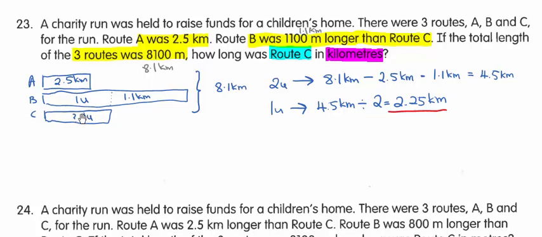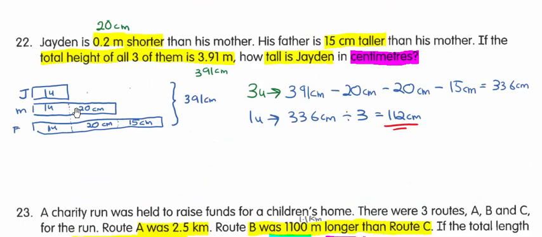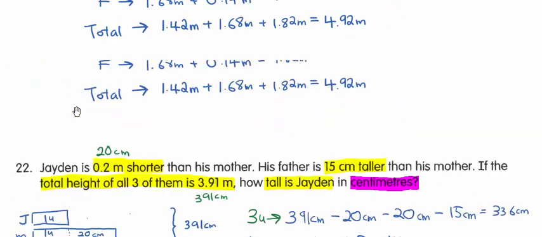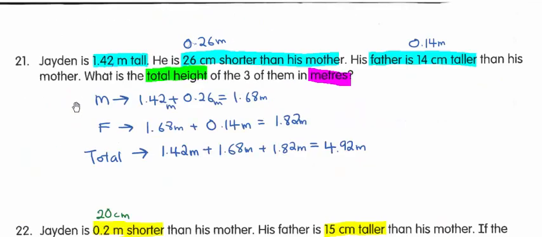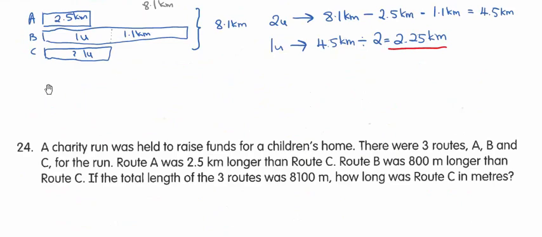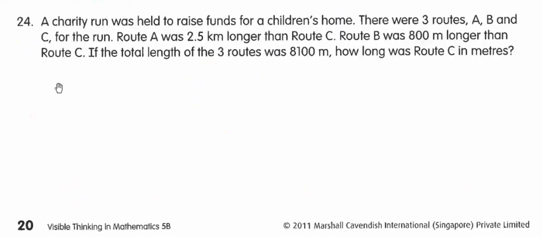Okay? So you notice question 22, 23 are all model drawings. Okay, 21, if you want to draw model, else you can do it as well, but 21 is a little bit more straightforward. Now 24, obviously, definitely we will need model as well.